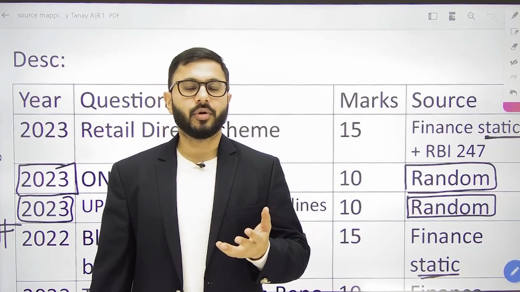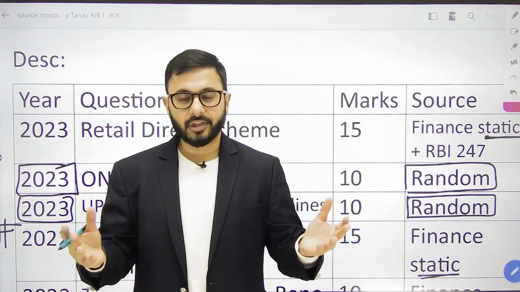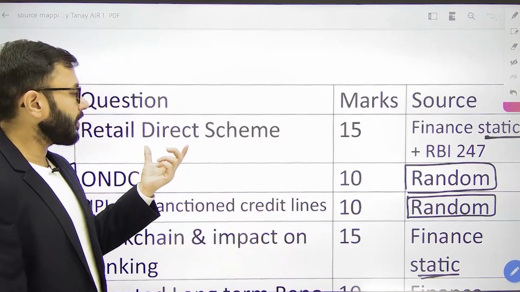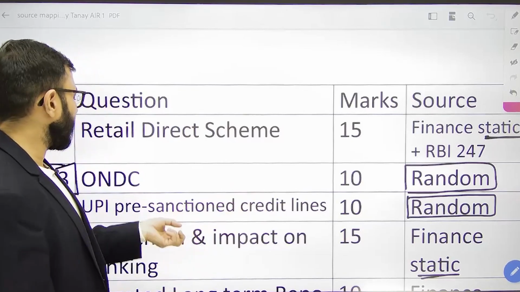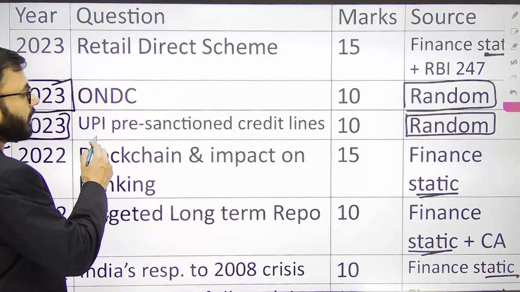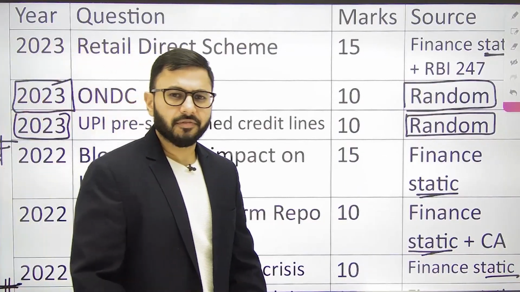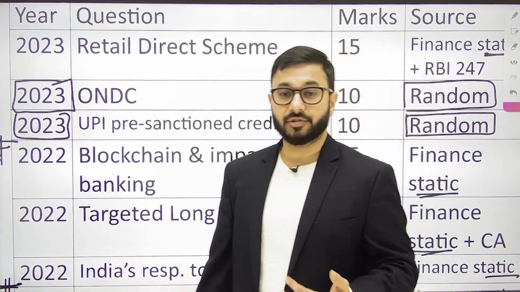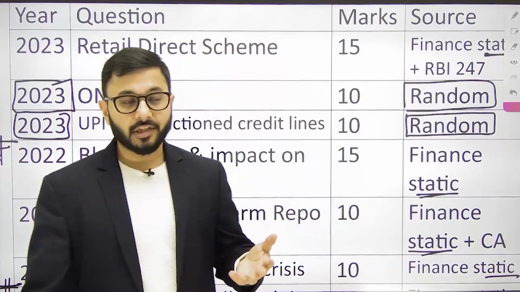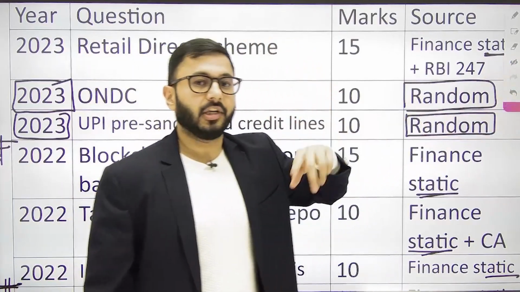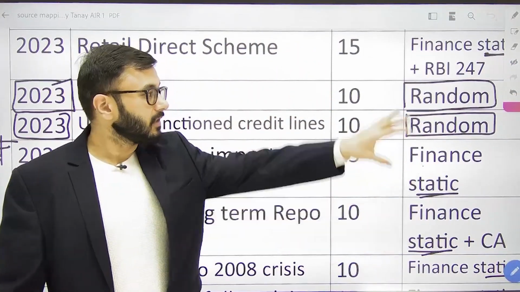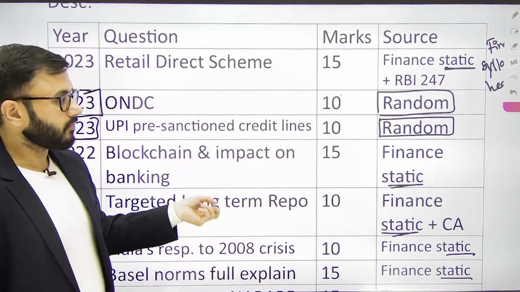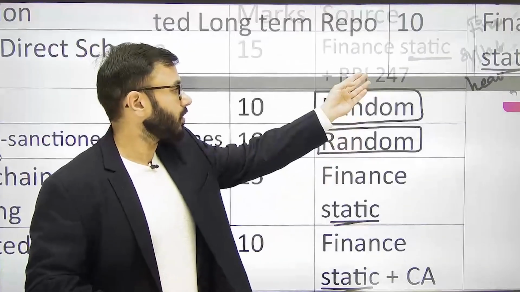Now the questions are so specific that you don't know how to complete this question in 15 marks or 600 words, or how do I write 400 words also from this topic. For example, the Retail Direct Scheme of RBI, for example ONDC, for example UPI pre-sanction credit lines. Now these are very specific things that you can explain in 3-4 sentences, maximum 5 sentences. So how do you write 400 words, 600 words on this? That becomes a challenge. That is something that you will have to learn. That is the biggest learning from source mapping of finance descriptive. I am telling you that based upon my own experience.